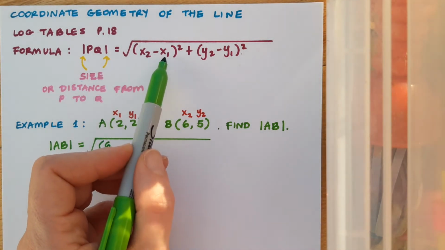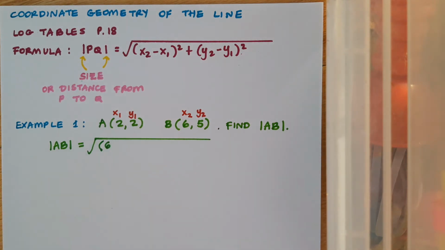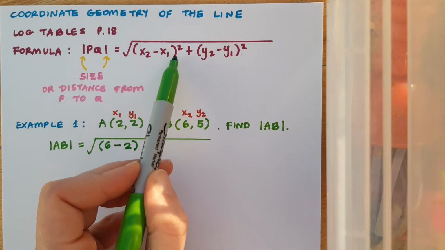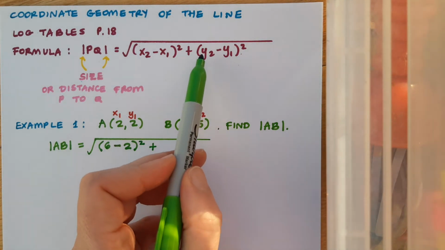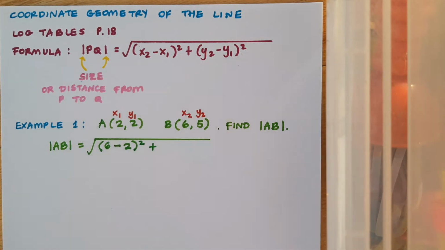Then I want to minus x1. x1 is 2. So I'll minus 2. And then the bracket closes after the x1. But there's a little square symbol, so I'll put that in. And then next I've got a plus. And then I can see that I've got another set of brackets with y2 minus y1 this time. So in this case, that's 5 minus 2. And again, that bracket's being squared. Make absolutely sure not to forget those squares, otherwise you won't get the right answer.